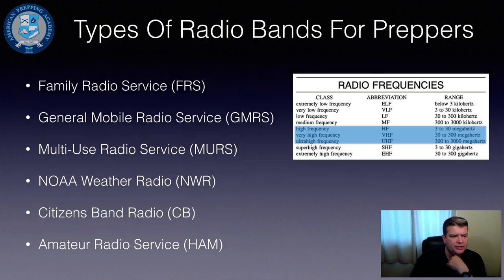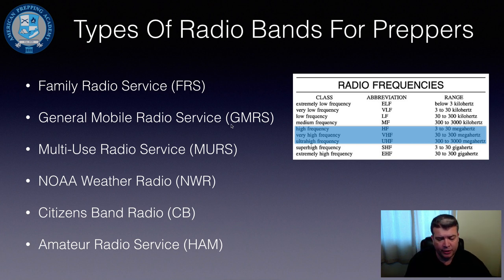All right, we're getting into the good stuff here. 28 minutes in already. Okay, types of radio bands for preppers. This is a good section here, talking about the different types. We've got the Family Radio Service, or FRS. We have the General Mobile Radio Service, or GMRS. Then we have the Multi-Use Radio Service, or MURS. Then we've got the NOAA Weather Radio, which you can't transmit on, but it's good to listen to. Then we've got the Citizens Band, which is CB. And then we have the Amateur Radio Service, which is the ham radio.